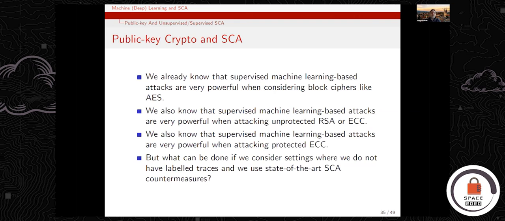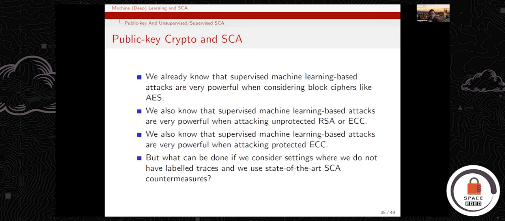There is also a paper last year, SPACE, where we managed to break one public key implementation with deep learning with only a single measurement, so the best possible attack. But we also know that supervised machine learning is very powerful when attacking protected implementations. But let's now switch completely and ask the question: what can we do with unsupervised machine learning if we do public key crypto that is also protected with state-of-the-art countermeasures?